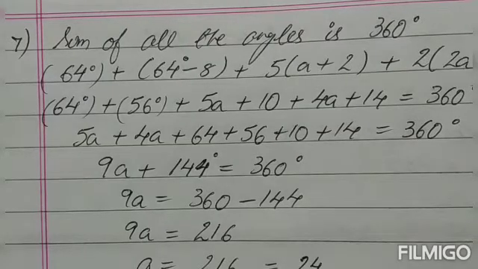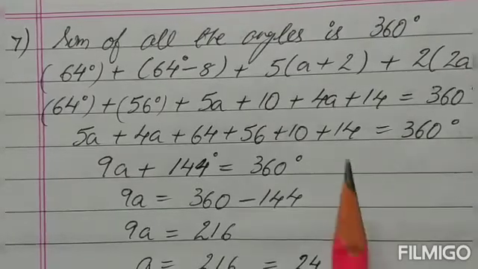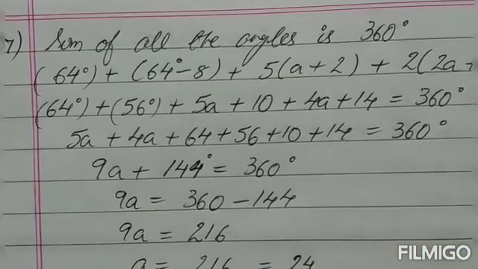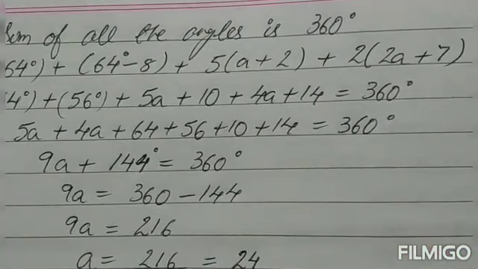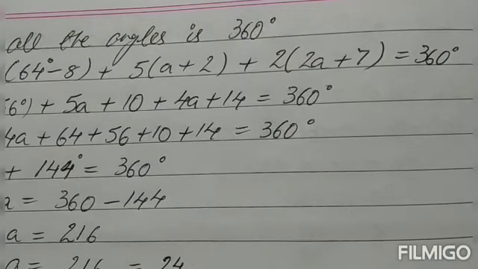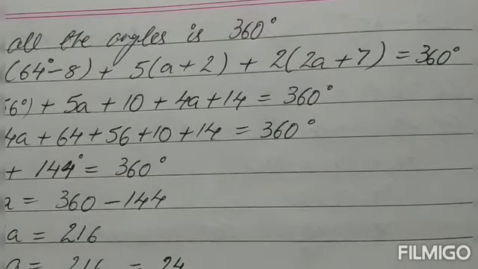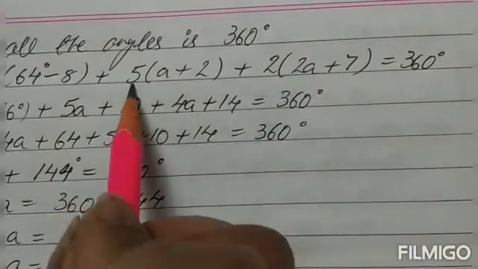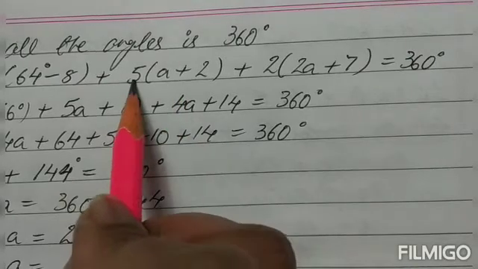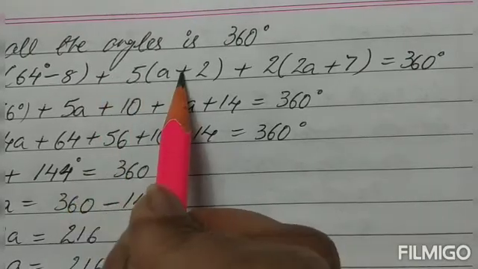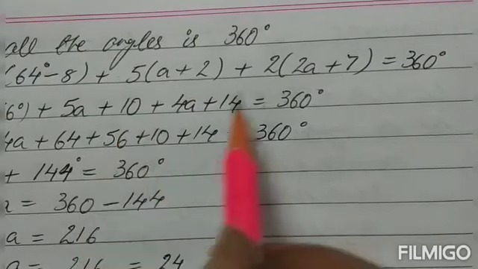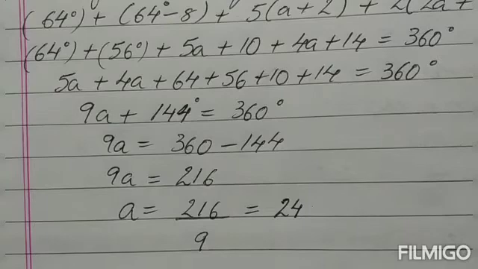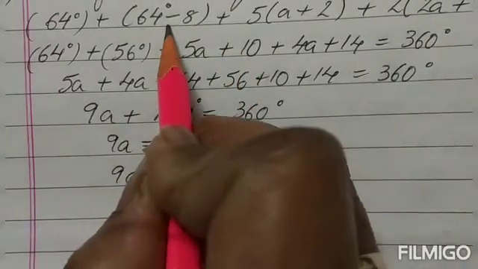Now this is question number 7. The sum of all the angles is 360. So write all the 4 angles, as you can see I have written, and this should be equal to 360 degrees. Because there are 2 angles which are given in the form of brackets, we will have to solve the brackets. So multiply the number with the terms inside. This is 5a plus, plus into plus is plus, 5 twos are 10. Similarly, 2 into 2 is 4a, plus 7 twos are 14. And this angle over here is 64 minus 8, which is 56.